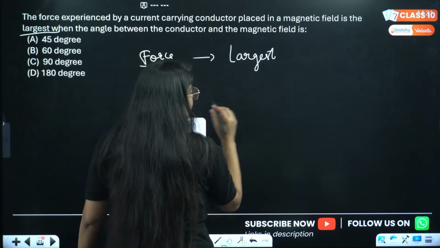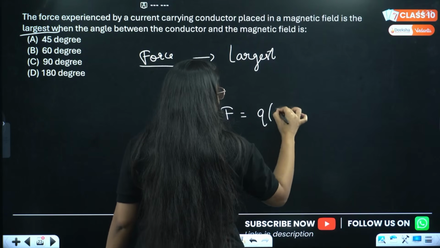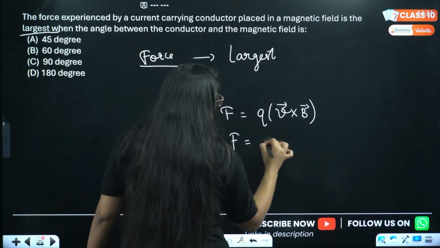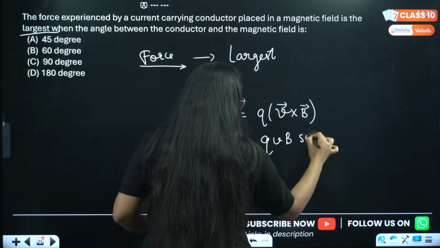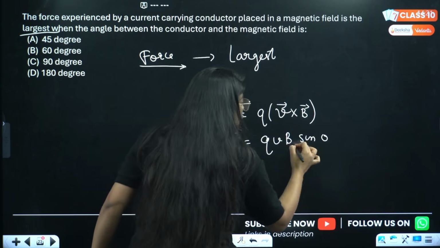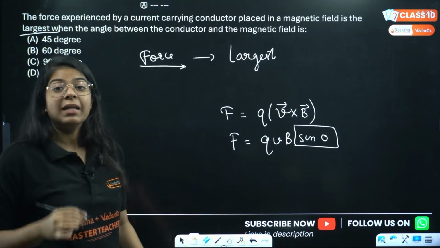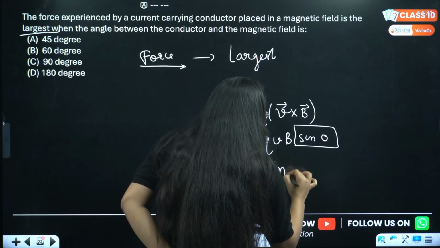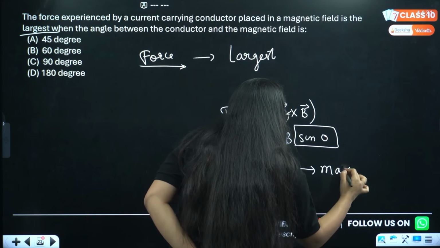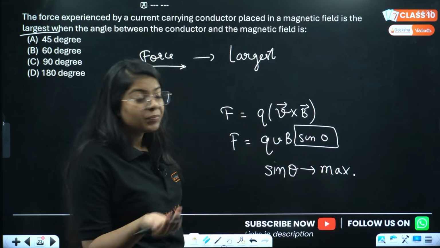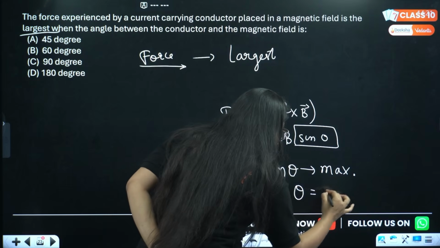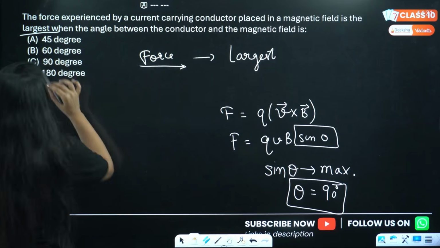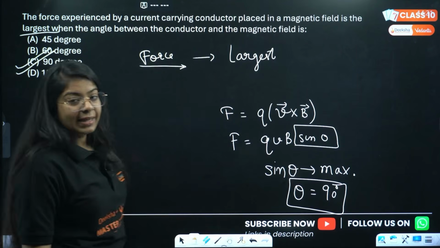Ma'am, we read a very important formula, that was QV cross B, and this was QVB sine theta. Now this means that force will be largest when sine theta is largest. Sine theta is maximum, right? For what value of theta is sine maximum? That is theta equals 90 degrees. That is option C, 90 degrees.